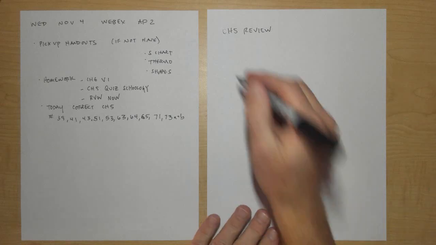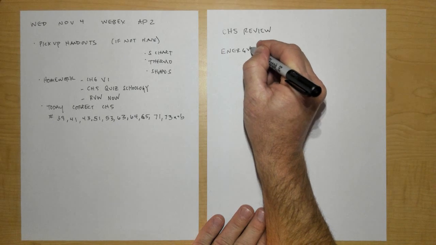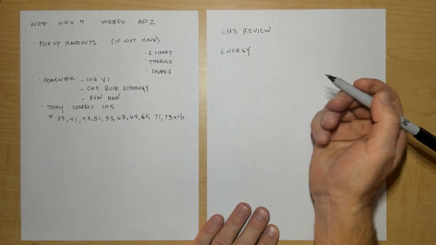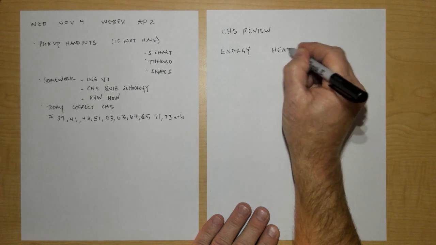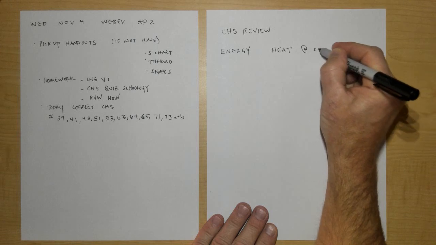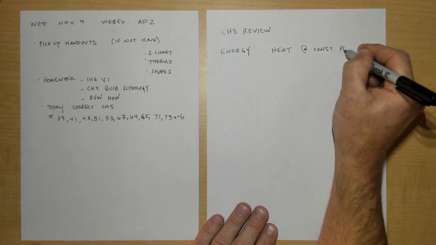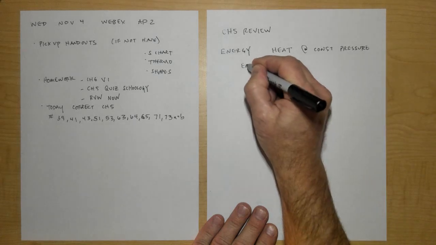So this is Chapter 5, and Chapter 5 has everything to do with energy. And energy in chemistry, we look at lots of times, is the type of energy called heat energy. And heat energy at a constant pressure has a special name, and this is called enthalpy.